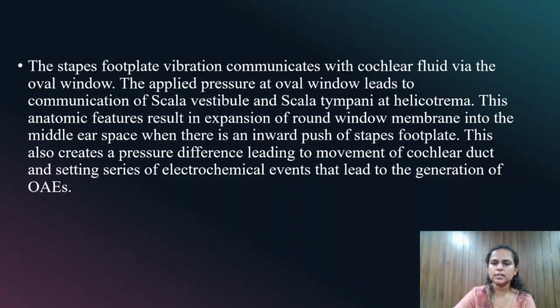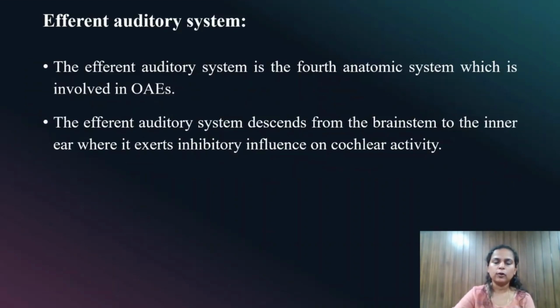The fluids present in the scala vestibuli, scala tympani and scala media differ by chemical composition, which turns out to be crucial in powering the active amplifiers believed to be the driving force behind OAEs. The fourth anatomic system is the efferent auditory system that involves OAEs. The efferent auditory system descends from the brainstem to the inner ear, where it exerts an inhibitory influence on cochlear activity.